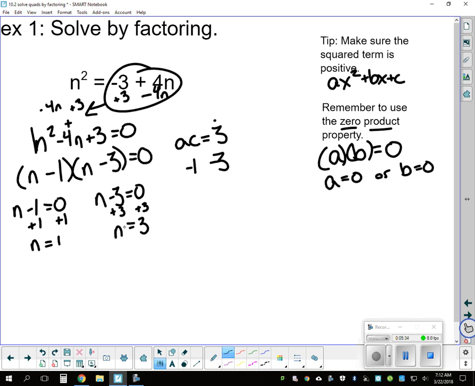So we have 2 solutions. Is it okay to have 2 solutions when you solve a quadratic? Absolutely. You might get 2 solutions, 1 solution, or no solutions. Those are all possible options. How do you check them? You plug them back in.